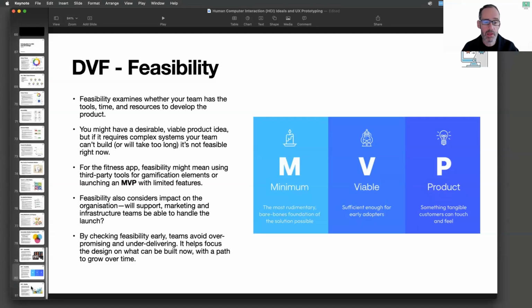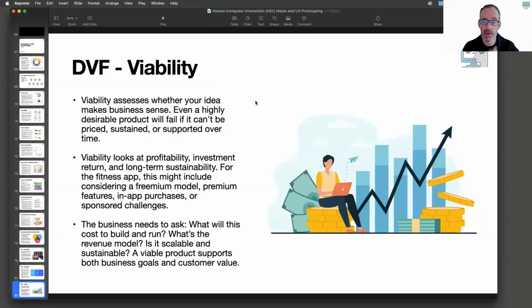And then just quickly, the last slide, because we're just coming up on time now. Viability is the profitability. Does this make sense? It can be a very desirable product, but if we struggle to build it or it's too expensive, so if it can't be sustained over time or supported over time by the business, then it's not going to work as a venture. So you're talking about profitability, the long-term sustainability of the idea, and those types of things.